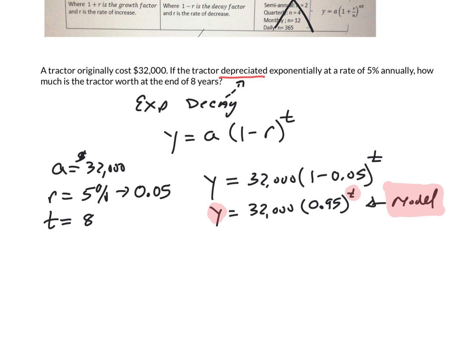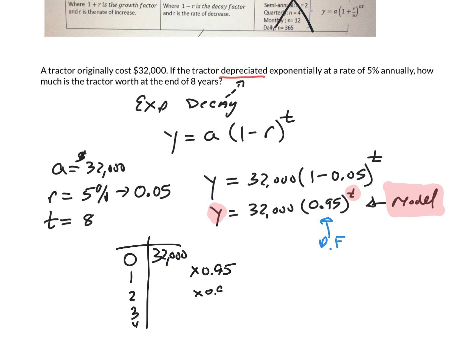So in 1 year, what's the tractor worth now? In 2 years, now what is the tractor worth? In 3 years, what is the tractor worth? And remember, this is called your decay factor. And if we were doing a table, we know that initially it was $32,000. And in 1 year, in 2 years, 3 years, 4 years, we could just multiply this by 0.95 to get the next years and what it's worth each time for the next year, right? And that's called your decay factor. So the base is always called your decay factor when it's going down and getting less and less.